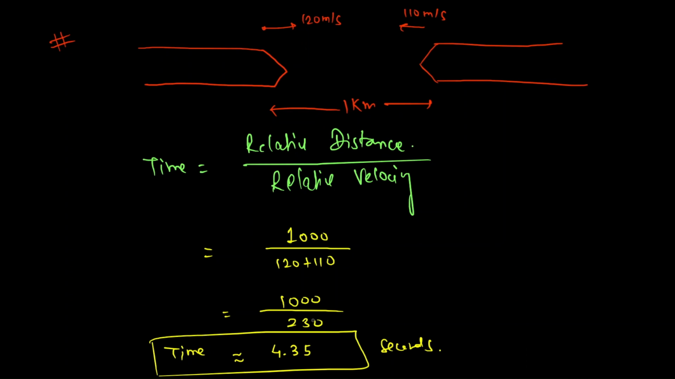Wait, 1 kilometer. Make sure to convert the units. Okay, and meters per second. So in that case, it'd be 1,000 divided by 230, which is 4.35 seconds. Okay, fine. So, pretty helpful if we know this short concept, especially in such questions.